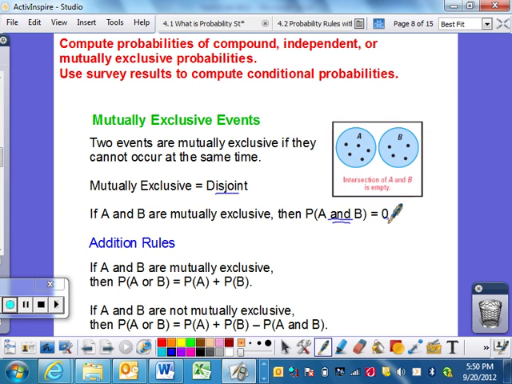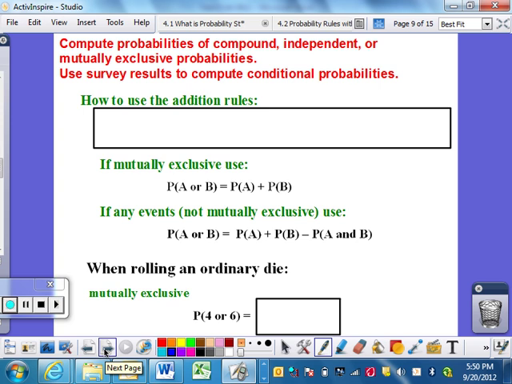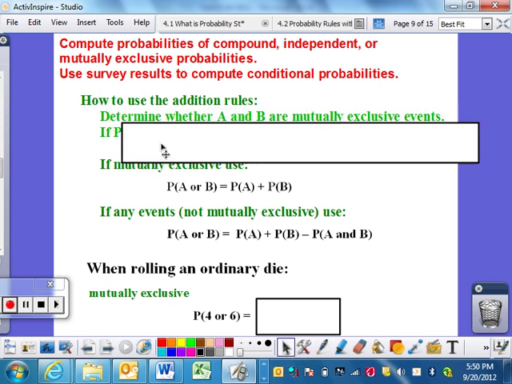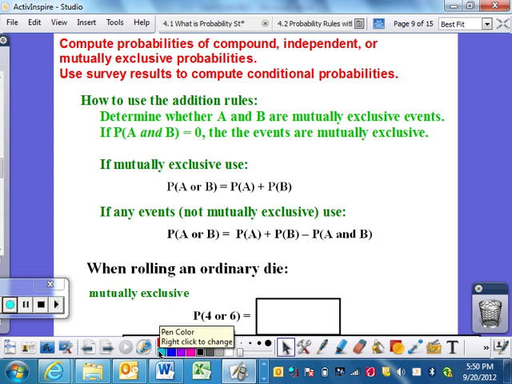So addition rules. Here are some addition rules. They are on the very bottom of your page. If they are mutually exclusive, which means they cannot occur together at all, you just add the probability of the first plus the probability of the second. If they are not mutually exclusive, which means they can occur at the same time, this overlap could count for both situations, so we need to subtract. So you basically have to ask yourself, can they occur at the same time? And if they can, then you subtract. That's the only difference between the two. Determine whether they're mutually exclusive, and that will determine what equation you end up using.